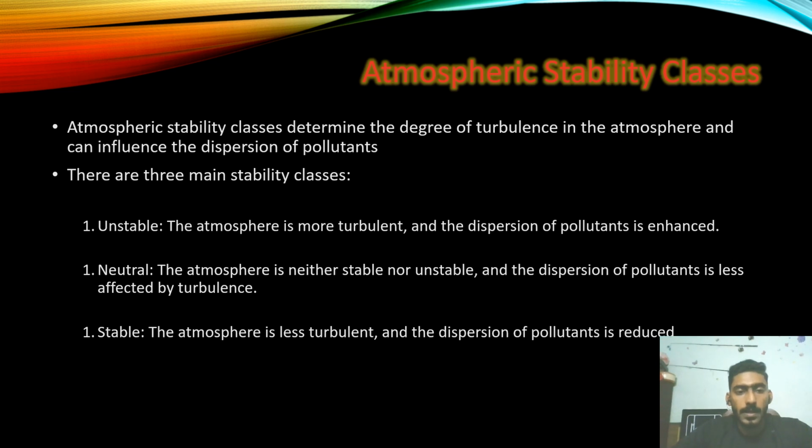There are three main stability classes. First is unstable, where the atmosphere is more turbulent and the dispersion of pollutants is enhanced. Second is neutral, where the atmosphere is neither stable nor unstable, and the dispersion of pollutants is less affected by turbulence. The third is stable, where the atmosphere is less turbulent and the dispersion of pollutants is reduced.